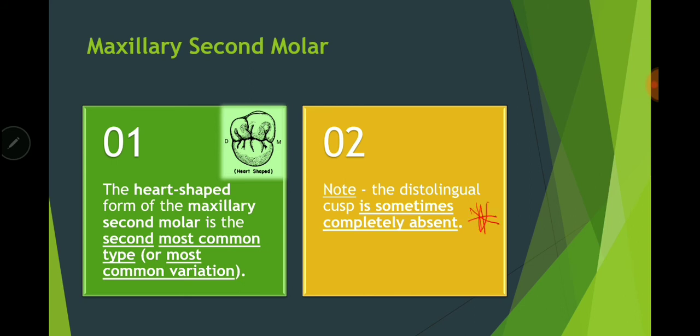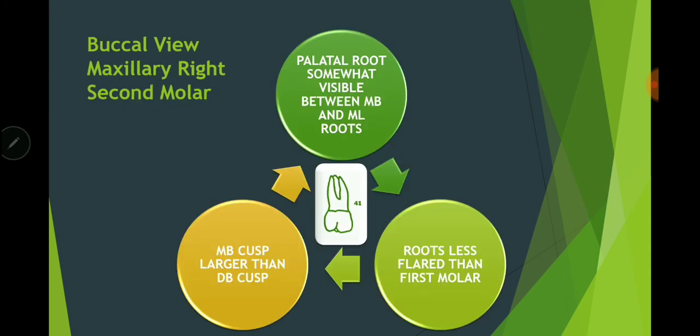And if it's completely missing, sometimes it looks like a third molar. Okay. And the back of your maxillary second molar, the mesial buccal cusp is larger than the distal buccal cusp, and the palatal root is somewhat visible between the M. So as you can see, the roots are almost fused together, so you can't see much of the palatal root, and the roots are less flared than the first molar.